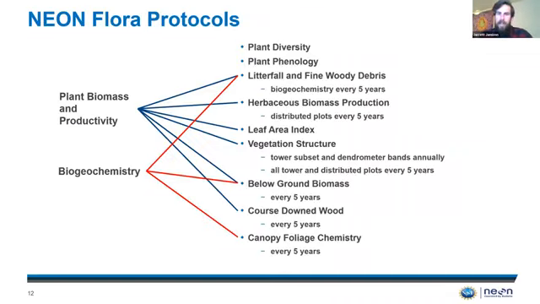Here we have a list of our flora research protocols that we conduct in Yellowstone and our other sites, which include plant diversity, plant phenology, litter fall and fine woody debris, herbaceous biomass production, leaf area index, vegetation structure, below ground biomass, coarse down wood, and canopy foliage chemistry. On the left, you can see which protocols are designated as part of our plant biomass and productivity suite, as well as protocols that have biogeochemistry elements.